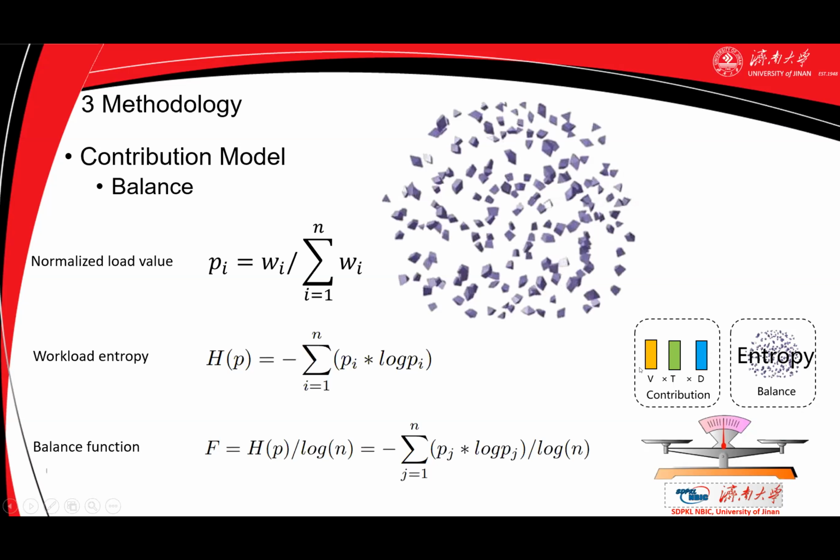Obviously, the larger the entropy is, the more balanced the load is. It is clear that the maximum value of HP is log n if and only if Pi equals 1 over n, which corresponds to the most uniform load distribution. And the balance model is represented by balance function F. As shown in the third equation, the balance function is a ratio between the entropy HP and the maximum entropy, log n.